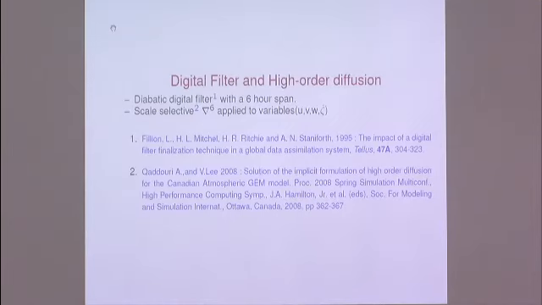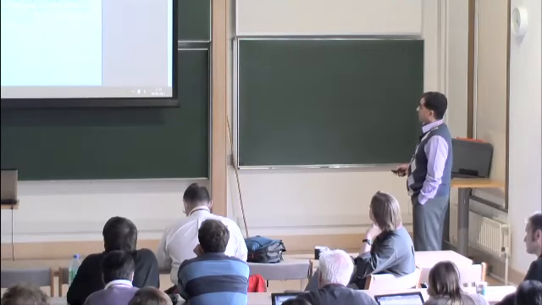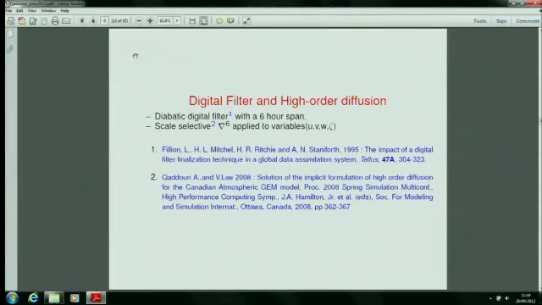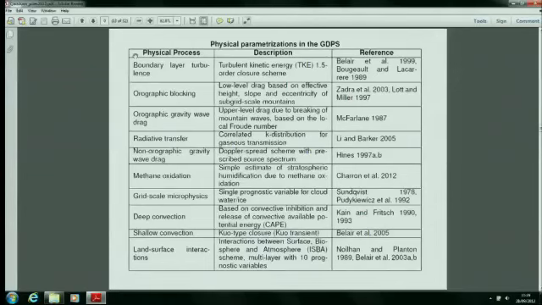So for both systems, we use an adiabatic digital filter with 6 hours span at the beginning of the run. And we also have a scale-selective del 6 applied to variables U, V, W, and zeta dot. Here we have all the physical parameterizations used in GDPS: boundary layer turbulence, orography blocking, orography gravity wave, radiation, etc.